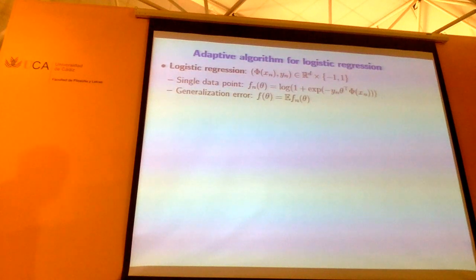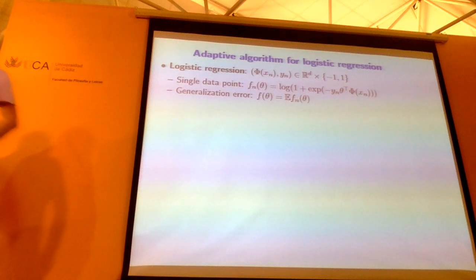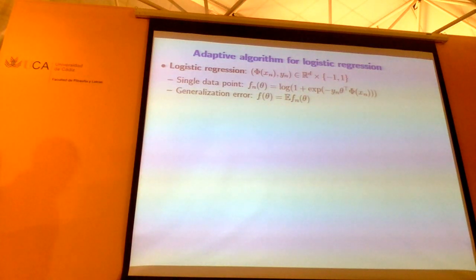If you go to logistic, this is your logistic regression. You have data x_n, y_n, you have d features, and f_n is of that form. Again, I'm limiting the test error. The problem with logistic loss is that this will never be strongly convex.